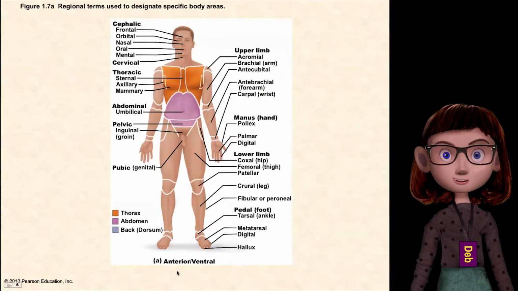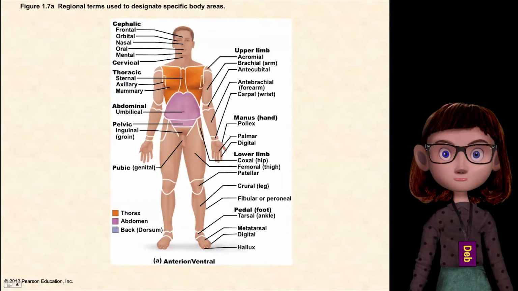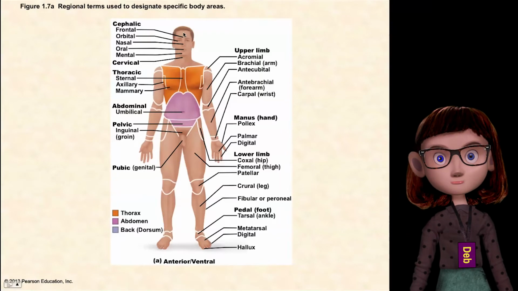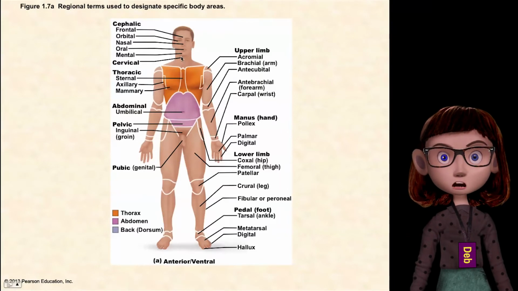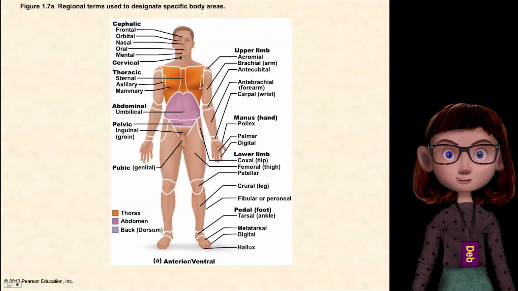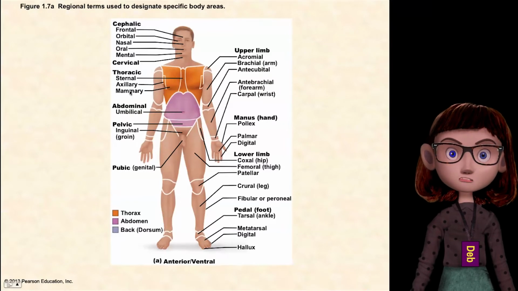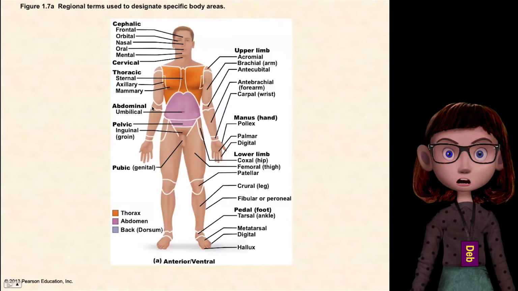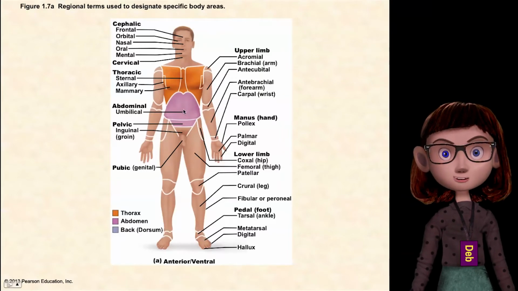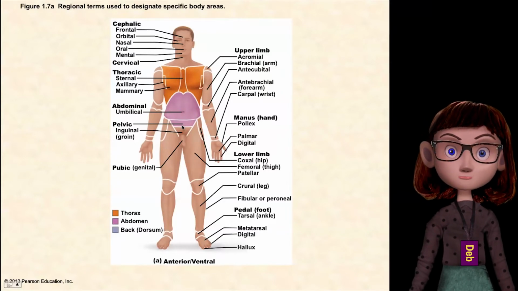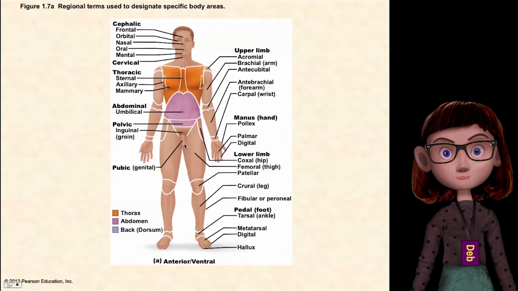This, by the way, is the anterior or ventral view. Cephalic is referring to the head, where you've got various areas here: frontal, orbital, nasal, oral, and mental, meaning your chin. Then the cervical area on the neck, thoracic area, which includes sternal, axillary, and mammary. Abdominal area, which has quite a few areas to it, but here's the umbilical area around the belly button or umbilicus. The pelvic area, then we have pubic area.